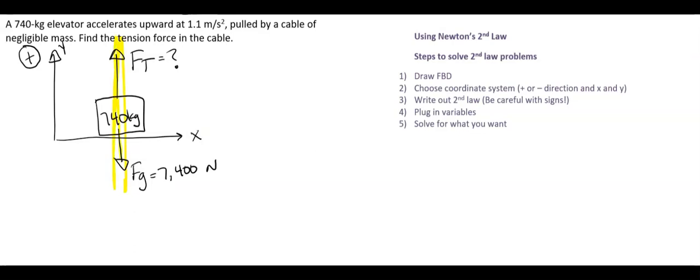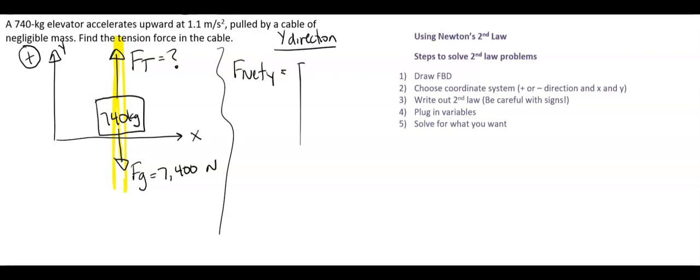So now let's go ahead and write out the second law. So we are looking at the y direction. So we can say Fnet y equals our forces in the y direction. So we have Ft, oops, sorry about that. We have Ft pointing upwards, and then gravity pointing downwards. So we can go ahead and subtract gravity. Those are the only two forces, so we only have to worry about two. Fnet is always mass times acceleration. Ft we want to find. Fg is 7,400.